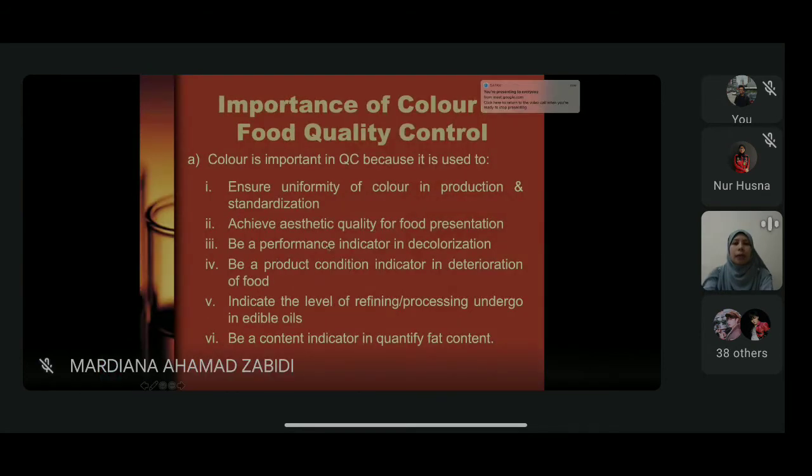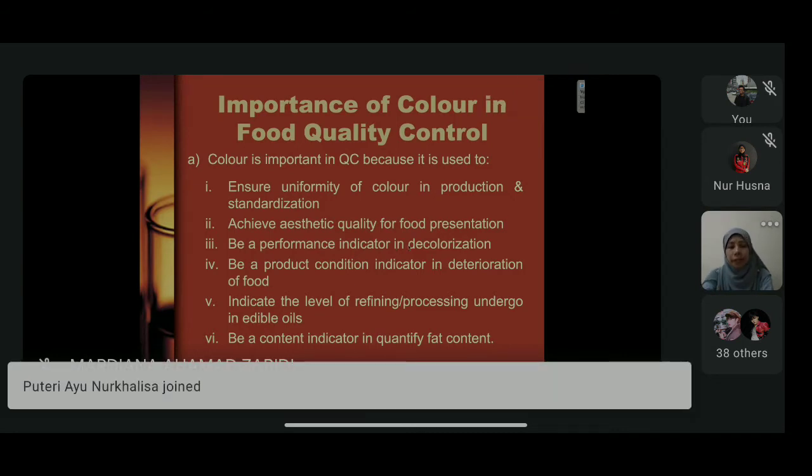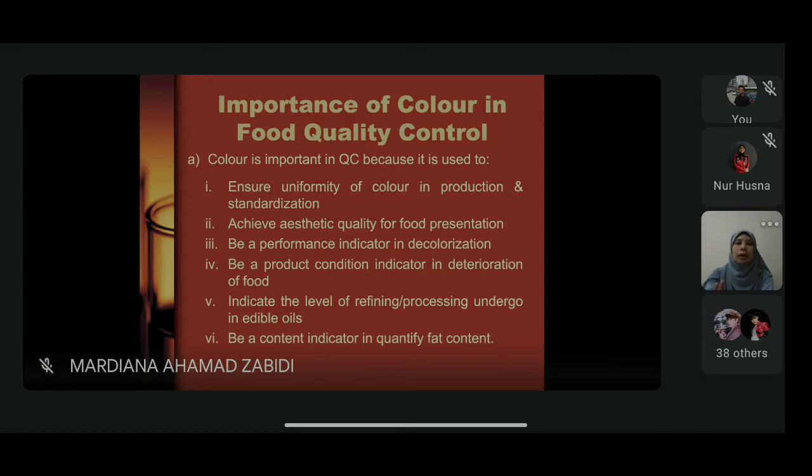Alright, and then followed by performance indicator. If we want to decolorize a certain food product, decolorize means we want to remove certain color from that product. An example is in the oil industry, the palm oil industry, cooking oil. Cooking oil needs some decolorization. When they decolorize a batch of that oil, they can see the performance of the decolorization process.